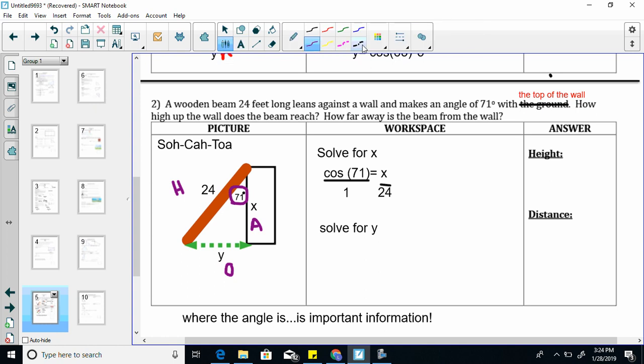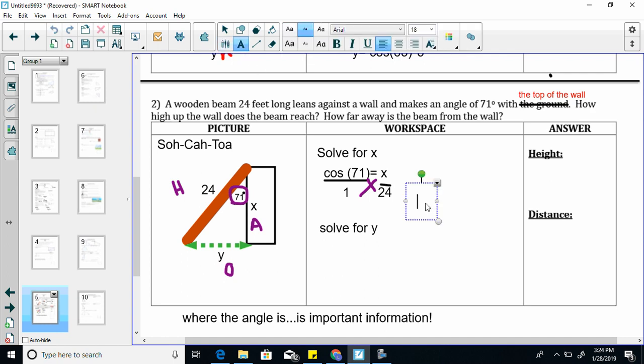Okay, I'm going to cross multiply. So I'm going to do cosine of 71 times 24 equals X, or X equals cosine of 71 times 24. And I'm going to plug that into decimals or into your calculator, and when you do so, you should get 22.7. If you're not getting that, then you're not in radians. Okay, so you got to make sure you're in radians.